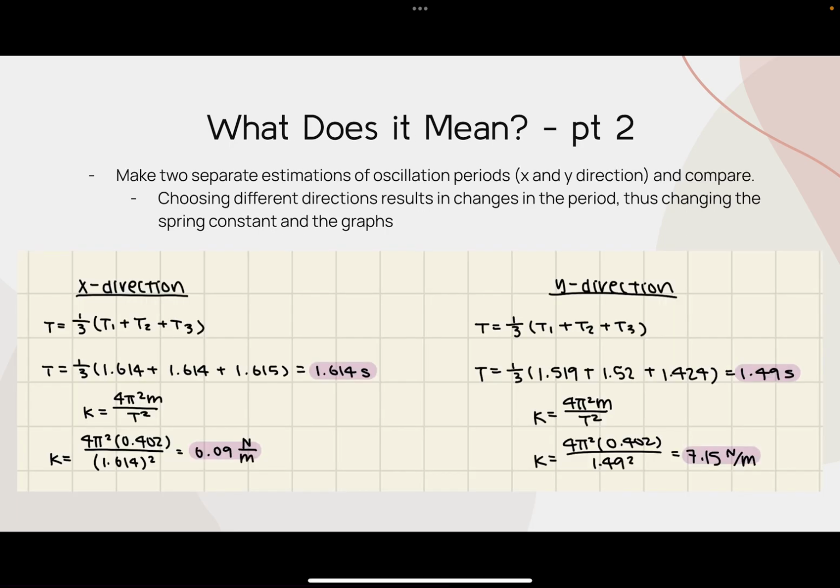And for the what does it mean part two, we were asked to make two separate estimations of oscillation periods. I did it using the same method as the first one, except I did the x direction graph and the y direction graph. Basically, choosing different directions results in changes in the period, which changes the spring constant K, and thus the resulting graphs as well.